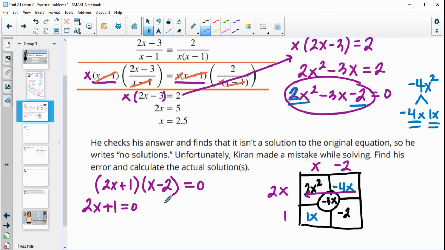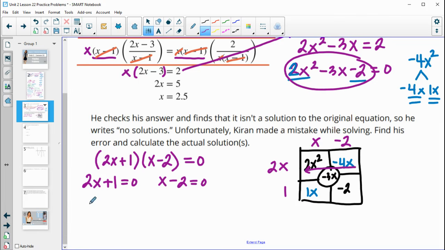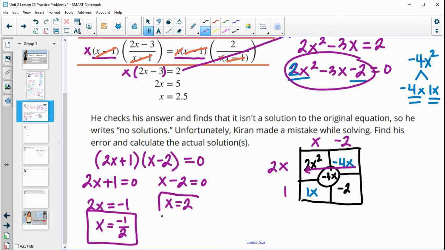So 2x plus 1 equals 0 and x minus 2 equals 0. So we'll subtract 1 from both sides here. So we get 2x equals negative 1. Then we'll divide by 2. So we get negative 1/2 for a solution. And here we will add 2 to both sides and we get 2.